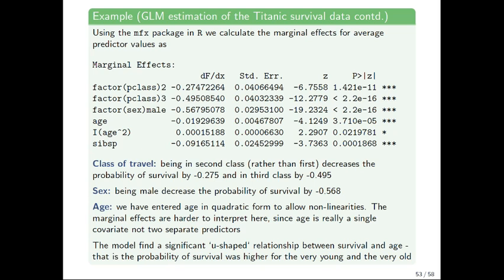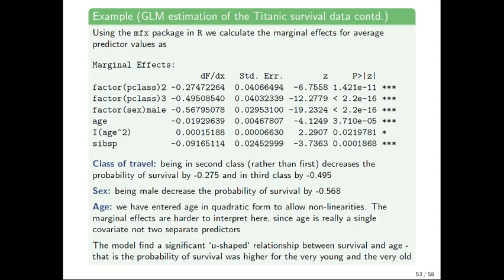So let's look at the results. Class of travel: being in the second class rather than first decreases the probability of survival by around 0.275. Being in third class decreased it by 0.495, a substantial effect. So having a cheap ticket was not, in general, a good thing. Sex: being male decreased the probability of survival by 0.568.